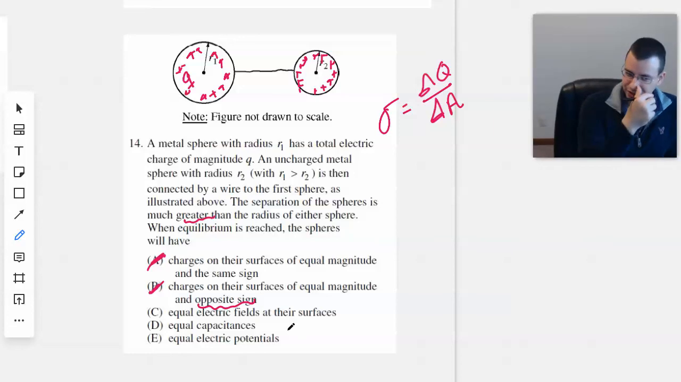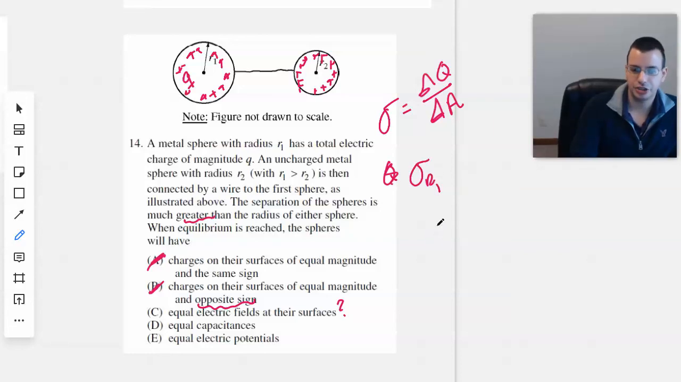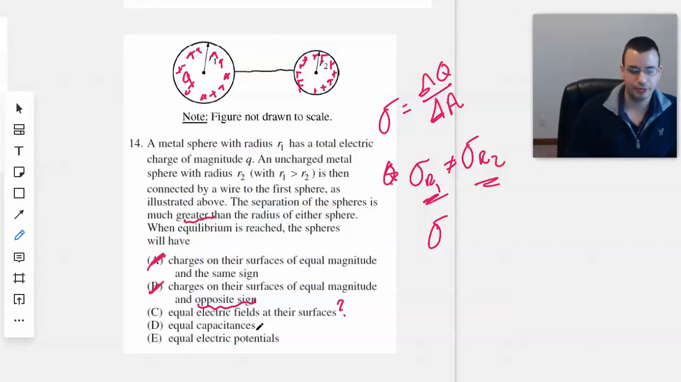Equal electric fields at their surfaces. Maybe. I'm not sure of that one. Probably not. So I think that the sigma R1, which is the surface charge density, for the first one will not be the same as the second one. So I don't think so. Equal capacitance. We haven't talked about capacitance yet, but that's just going to be no. If you like, you can be like, maybe. Then you get to this last one, equal electric potentials.